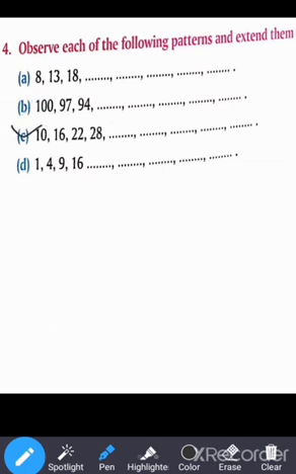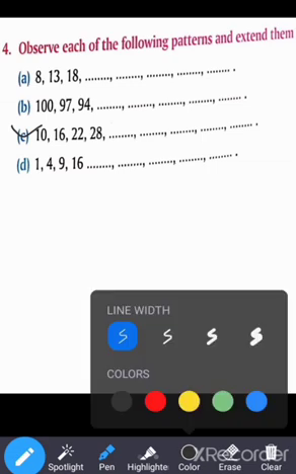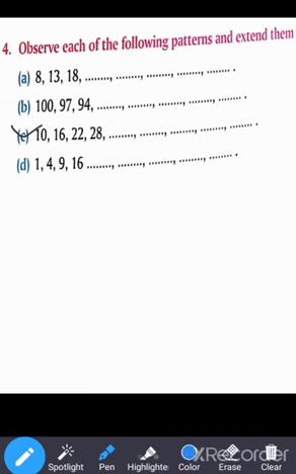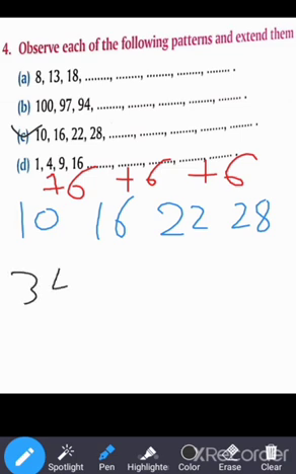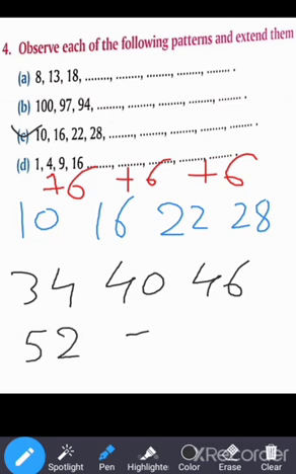Now again, the pattern shown in question C is an increasing pattern. 10, 16, 22 and 28. Again, not a very big difference between them. So 16 minus 10, I'm getting a difference of 6. 22 minus 16, again 6. 28 minus 22, again 6. It means I'm adding 6 to find the next number. So what will be my next numbers? 28 plus 6, 34, plus 6, 40, plus 6, 46, plus 6, 52, plus 6, 58. So these will be the 5 answers.